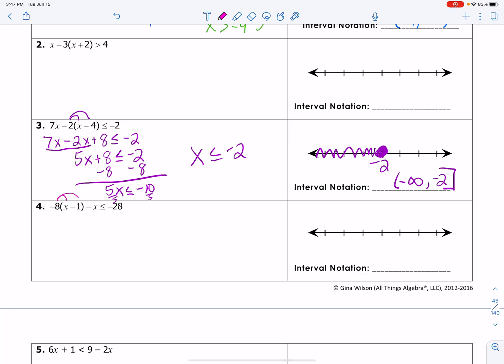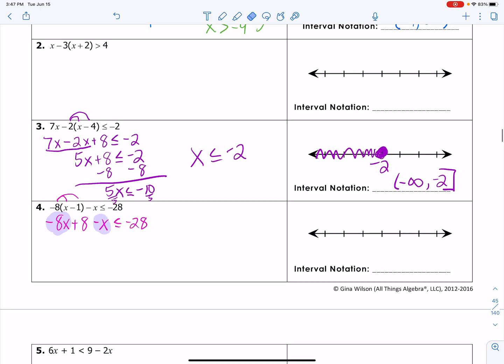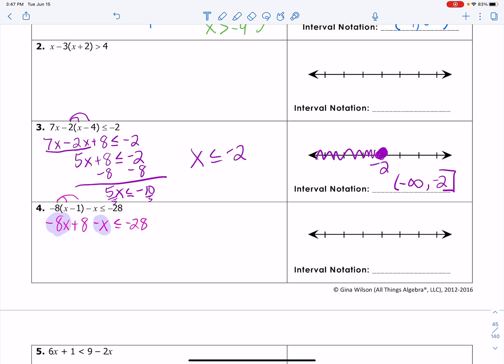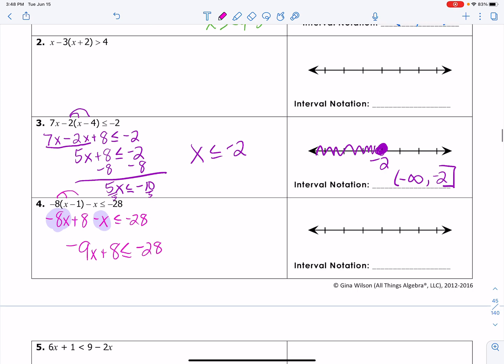So I'm going to times in by a negative 8, so I get a negative 8x plus 8 minus x is less than or equal to a negative 28. And if I look, I have my like terms. Negative 8 and a negative 1 is a negative 9x plus 8 is less than or equal to a negative 28. So then I'm going to minus 8 and minus 8, and I get a negative 9x is less than or equal to a negative 36.